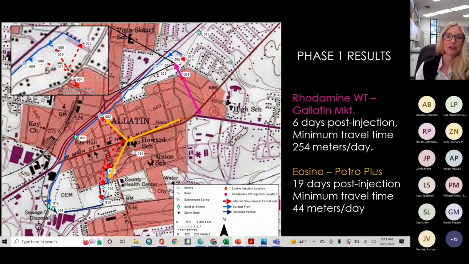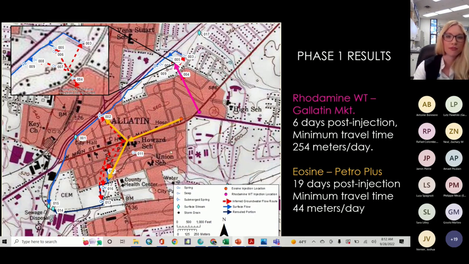In terms of outcomes, the phase 1 tracer results did indicate a hydrologic connection from the Gallatin Market in Delhi to the impacted seeps here along this base level stream called Town Creek. We had a travel time of about 6 days post-injection, so approximately 250 meters a day.